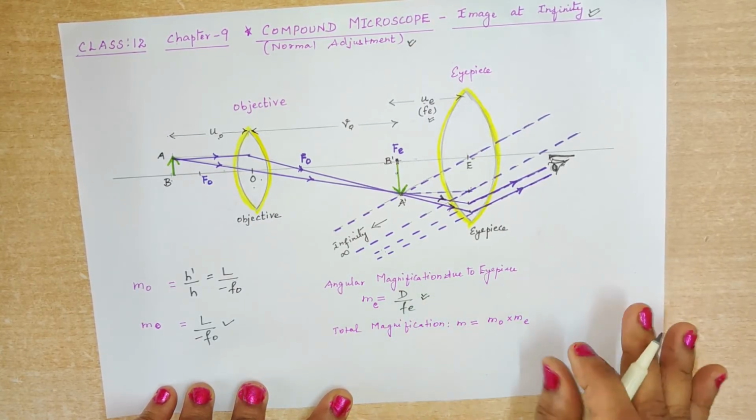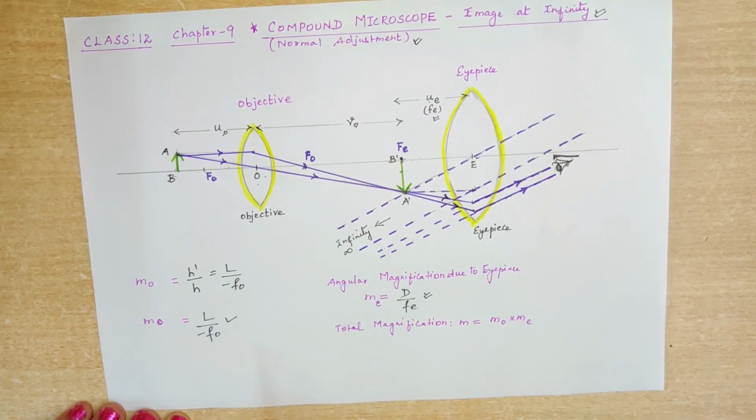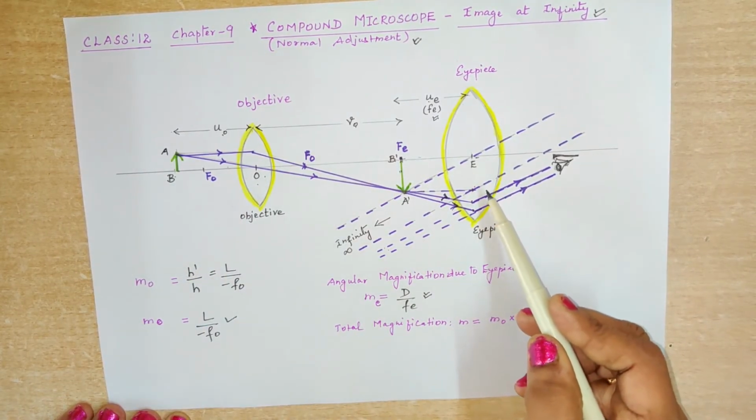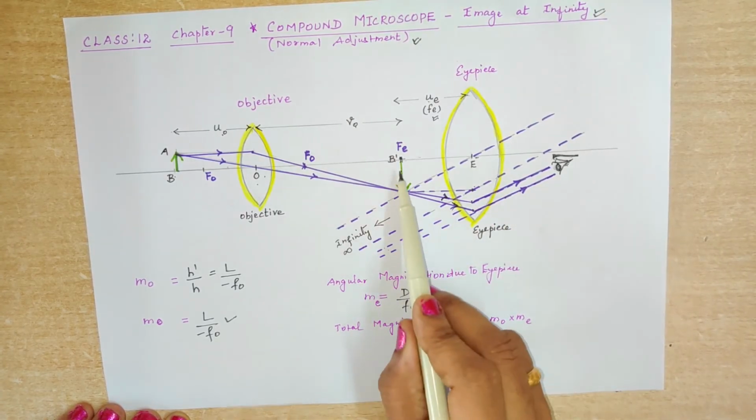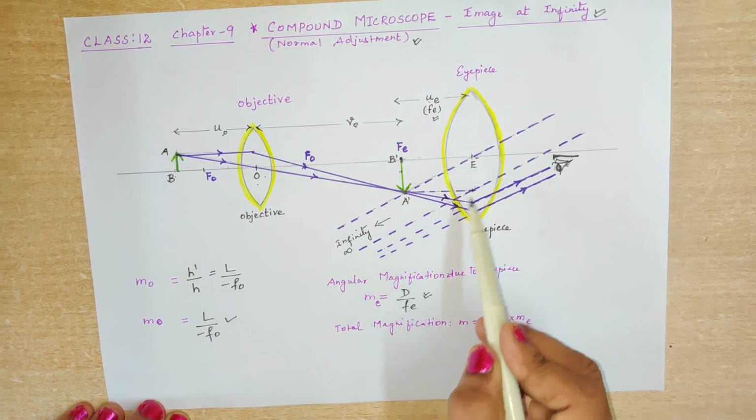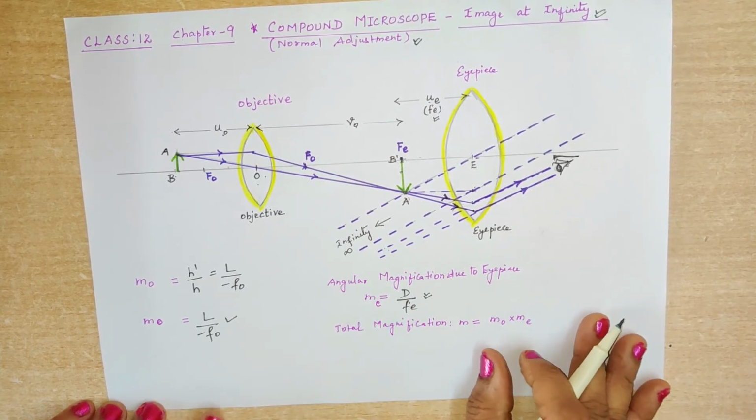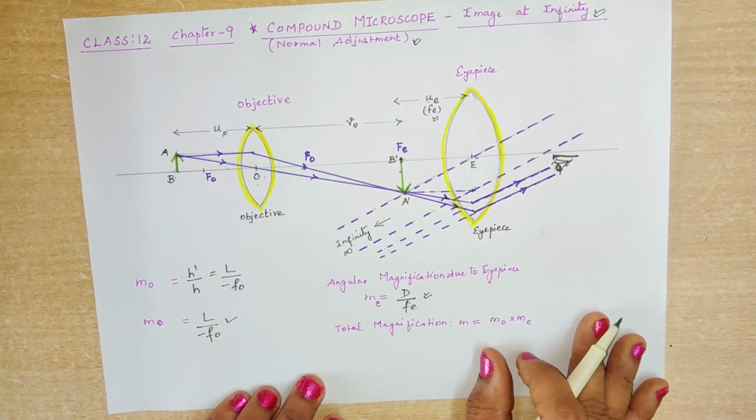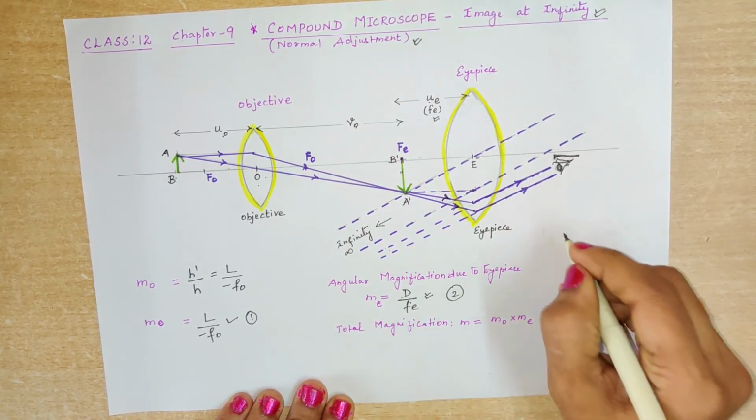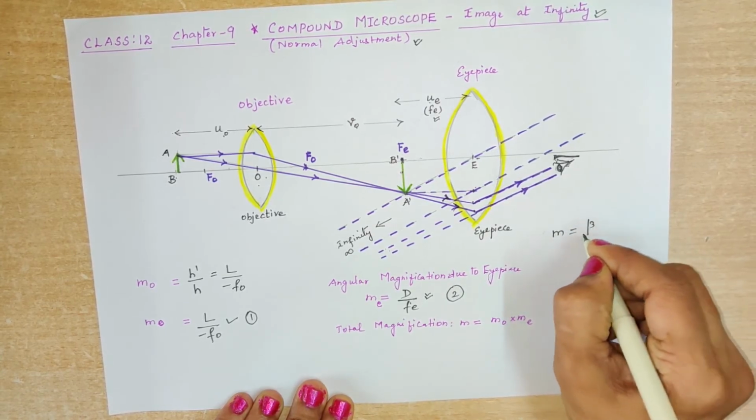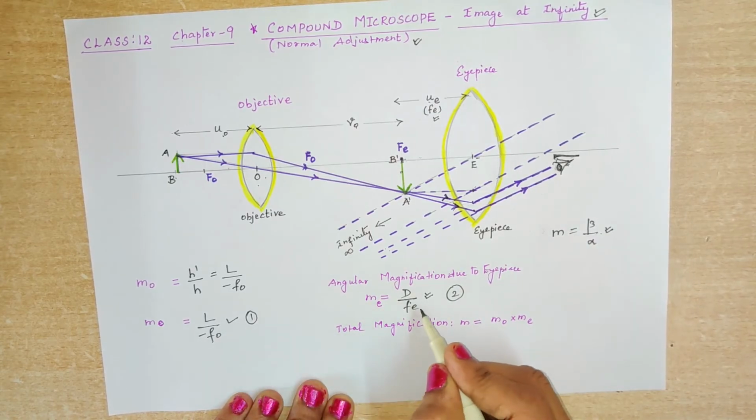We are writing this with respect to the simple microscope when the image is formed at infinity. When there is no objective lens, the eyepiece alone behaves like a simple microscope, where the object is at FE and the image is formed at infinity. This is a result in the simple microscope, so we have taken the result as such, that is D upon FE. Therefore, when we substitute these two in the magnification formula, where M is equal to beta by alpha, this is the general formula from which we have already taken all the results.